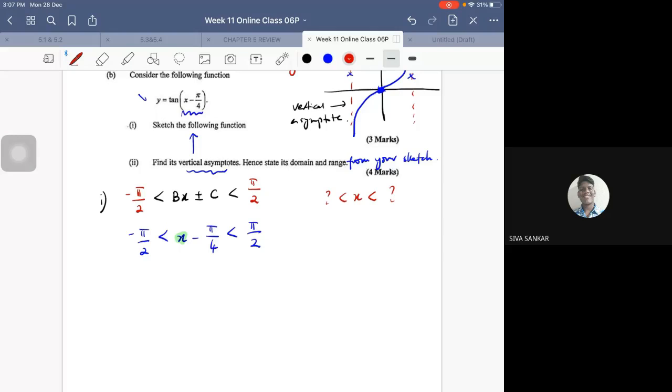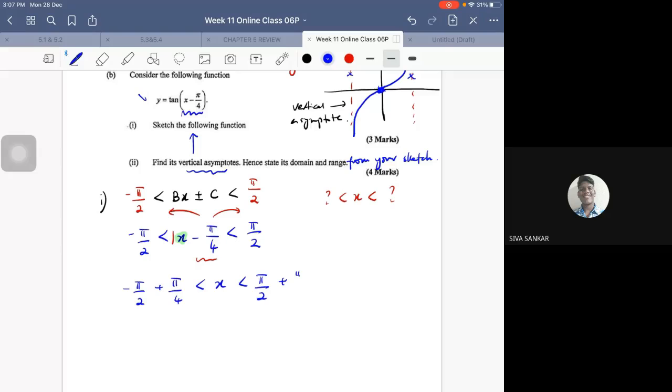For this case, the good news is it's not very complicated because x is already 1x. That means when we move this term over, our calculation is going to be almost done. Here the operation is negative pi over 4, so when we move it, it becomes positive. So on the left side we have negative pi over 2 plus pi over 4, with x in the middle. On the right side we have pi over 2 plus pi over 4. So this is just an inequality.